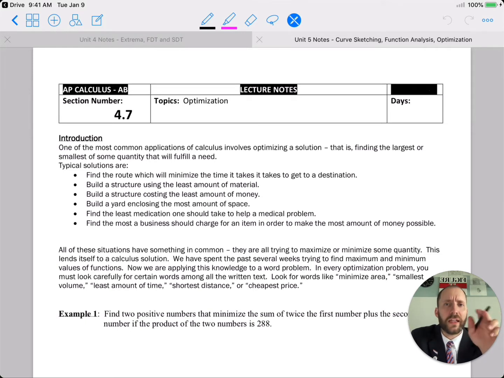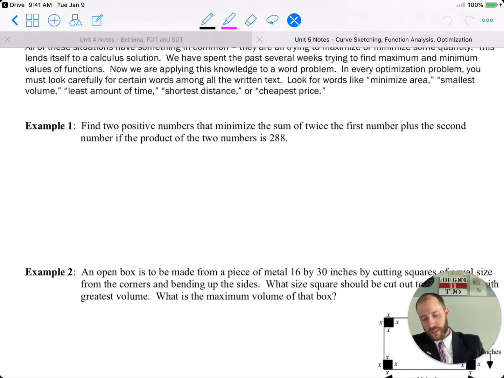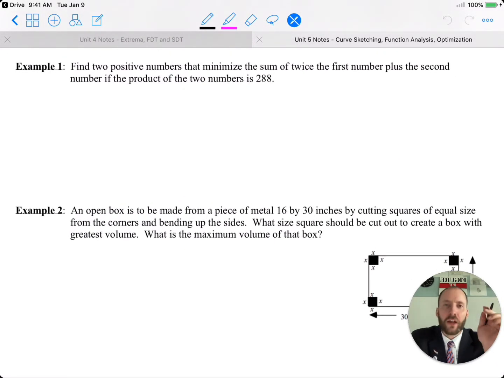Alright, so let's look at a few examples, work all the way through them, then have you try the others after I provide the setup for you, okay? So, optimization, you're finding a maximum or minimum. Let's look at example 1. Find two positive numbers that minimize the sum. Right there, minimize the sum.